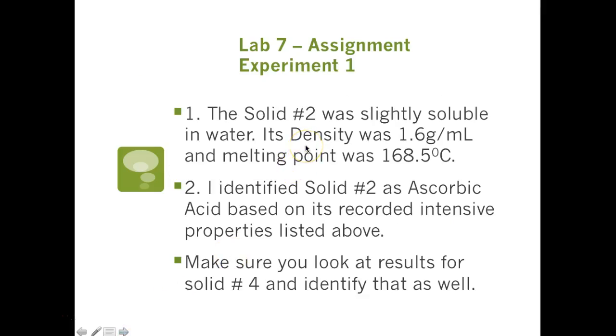So what I found was solid number 2 was slightly soluble. Its density was around 1.6 grams per ml. Melting point about 168.5. So I identified solid number 2 as ascorbic acid based on these above mentioned intensive properties. Make sure you do the same thing, record the density and melting point of solid number 4 as well, and then identify it with the given values and identify what that solid number 4 is.